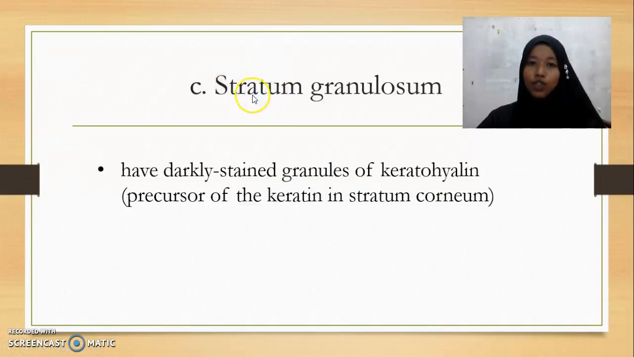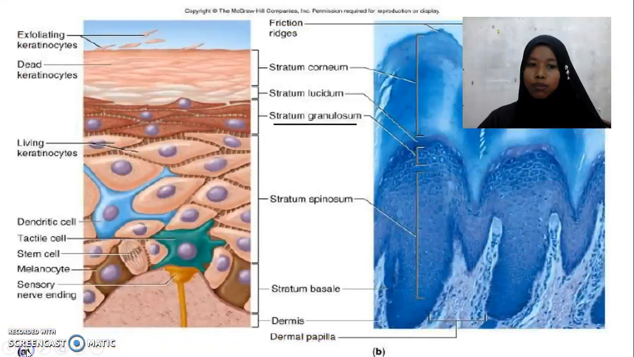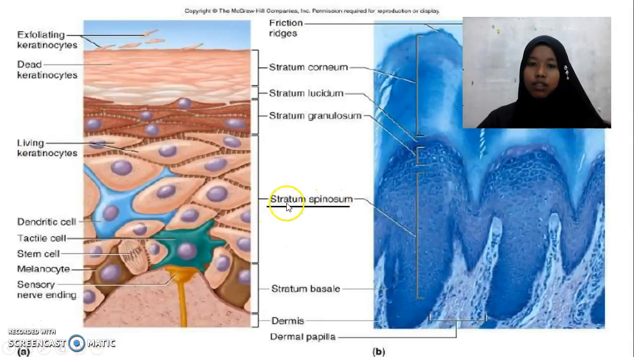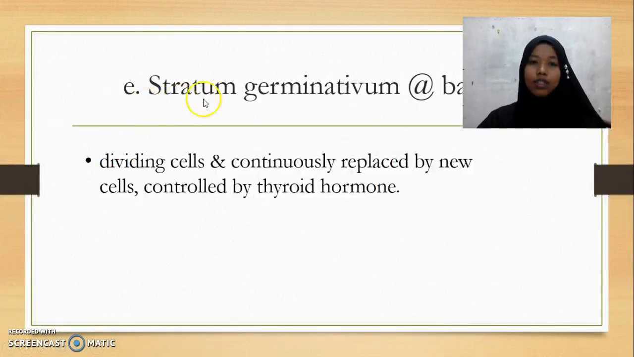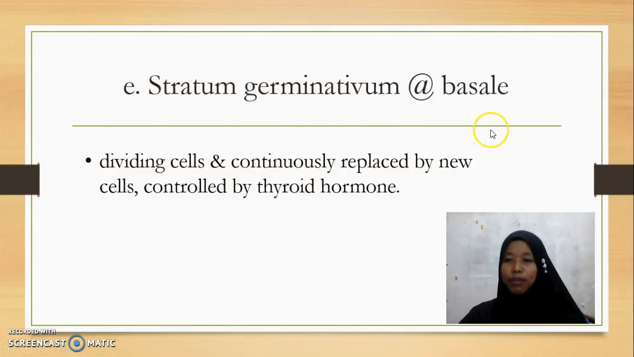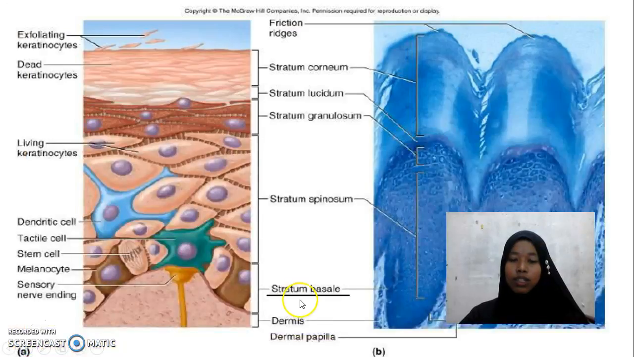The third layer is the stratum granulosum. It has darkly stained granules of keratohyalin, which is the precursor of keratin in the stratum corneum. This is the location. The next one is the stratum spinosum. It contains cells held together by spiny intercellular bridges. This stratum is the largest part. And lastly is the stratum germinativum, or basale, mostly known as basale. The function of the basale is dividing cells, continuously replaced by new cells, controlled by thyroid hormone. This is the location of the basale.